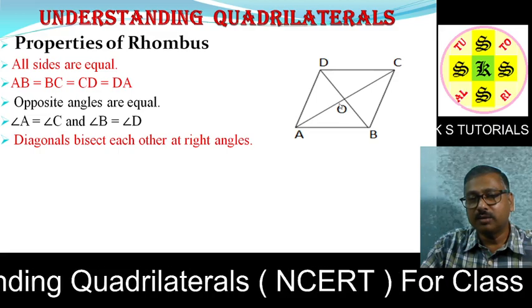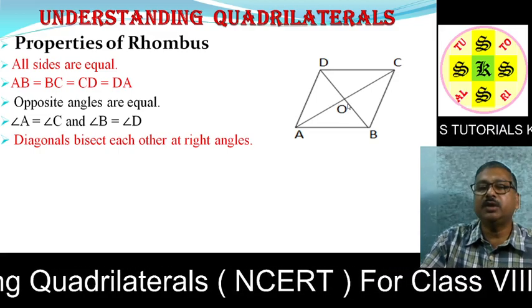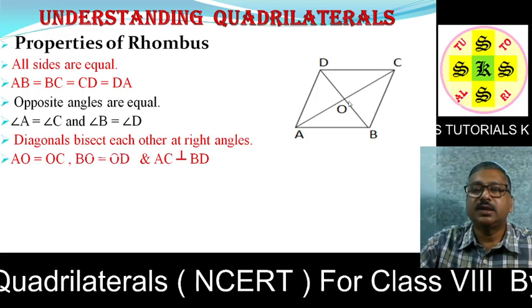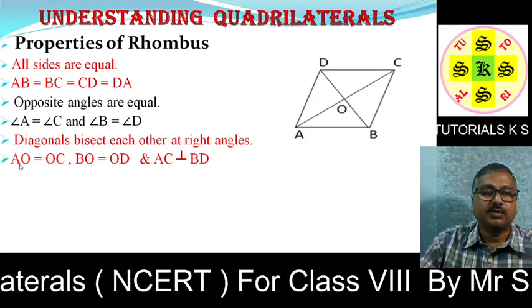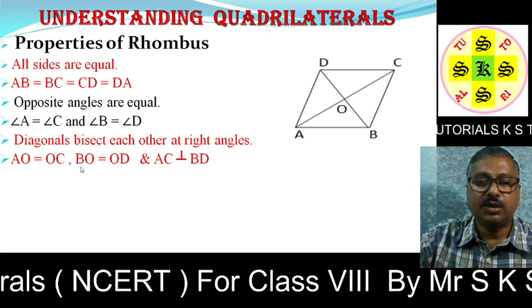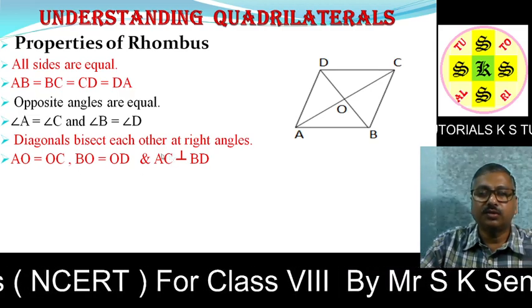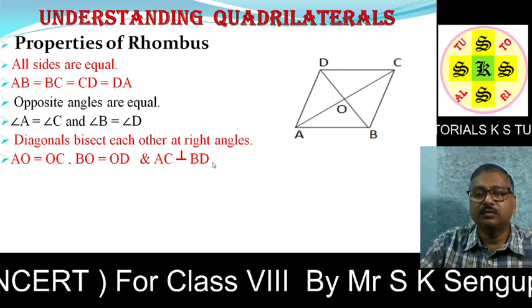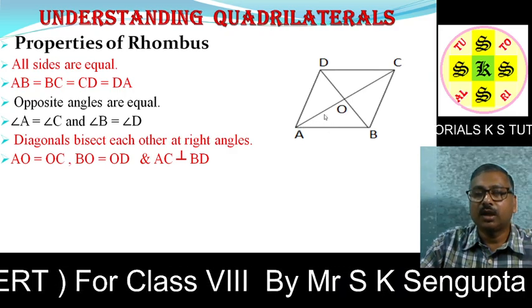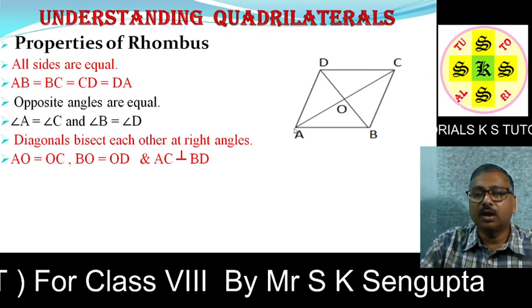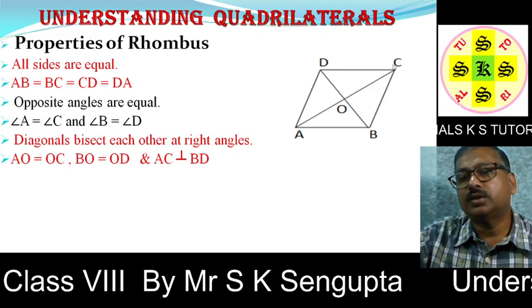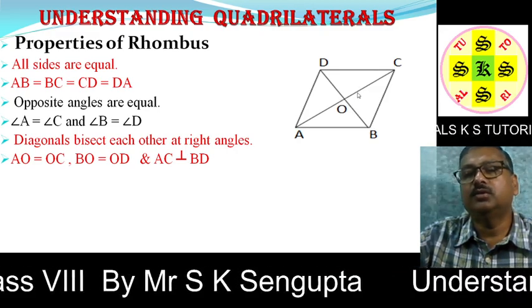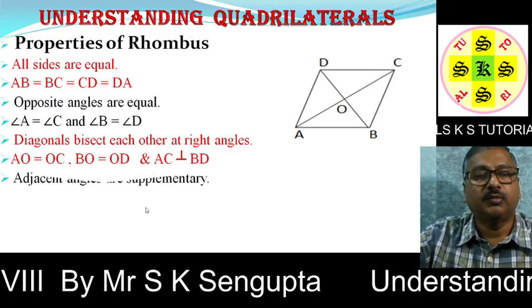Also, right angles means this angle is 90 degrees, they are perpendicular to each other, that is AC is perpendicular to BD, or you can say BD is perpendicular to AC. So here AO equals OC as well as BO equals OD, also AC is perpendicular to BD, or we can say angle AOD equals angle AOB equals angle BOC equals angle COD, all 90 degrees, perpendicular.